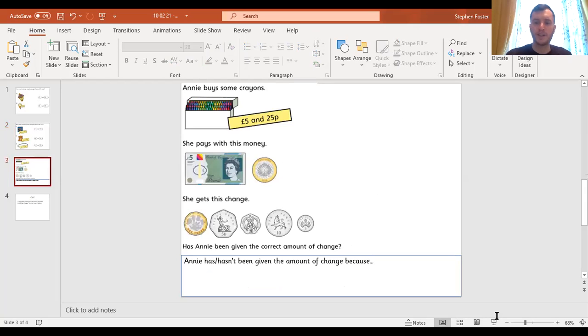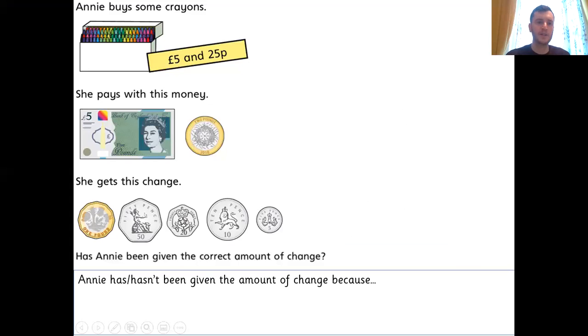A final question for us to look at. Annie buys some crayons, and they cost £5.25. She pays with this money, and I'm thinking that's £5 plus £2, £7. So she spends £5.25 and she pays with £7. She gets this change. She gets £1, 50, 70, 95. She gets £1 and 95.